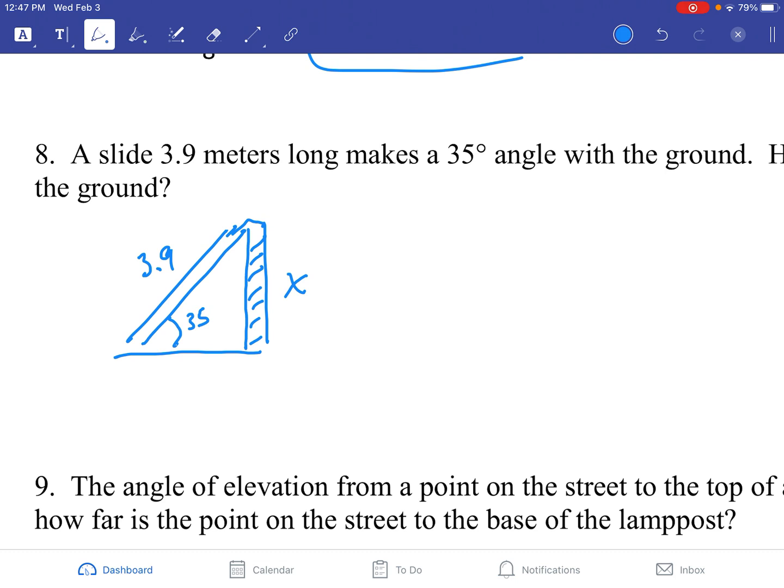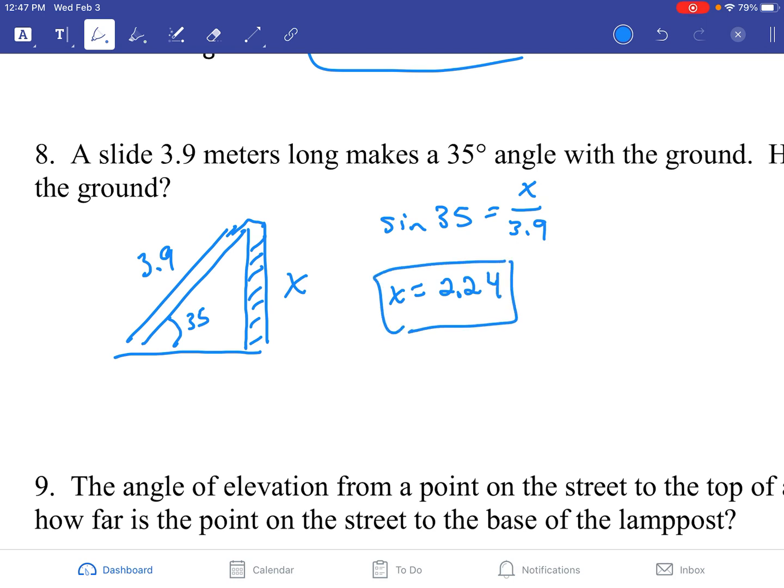Now you have to translate that into an equation. So we're given the opposite and hypotenuse. So it's going to be the sine of 35 is equal to x over 3.9. All right, that's 3.2 as a power standard. So we have 3.9 times the sine of 35 to find our answer. X will be 2.24 if we round up. There you go.